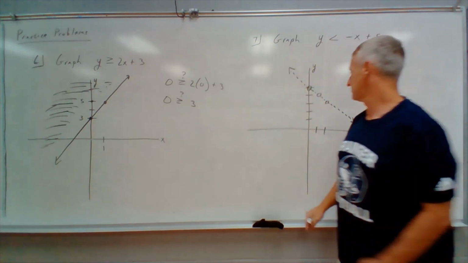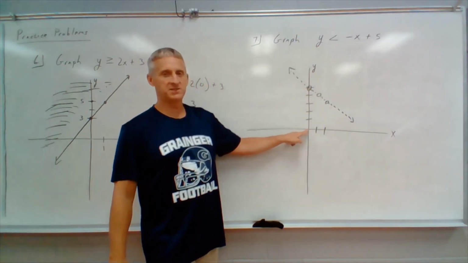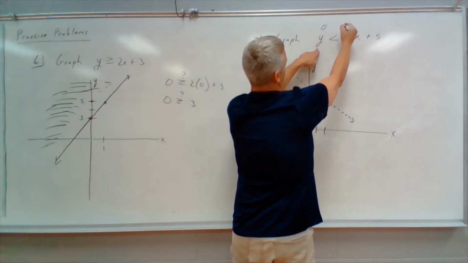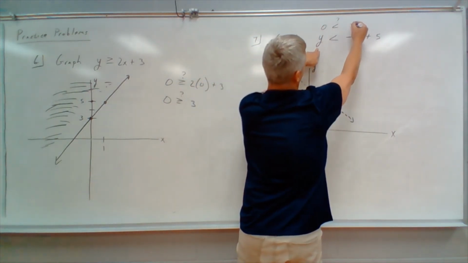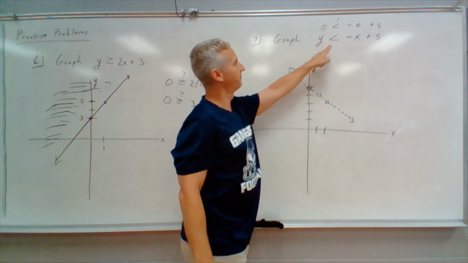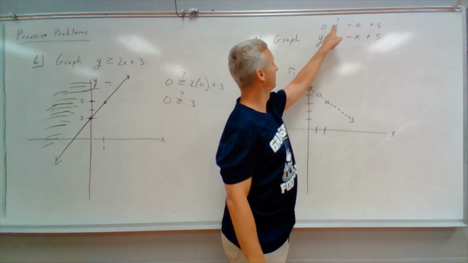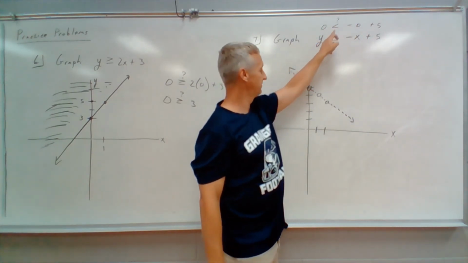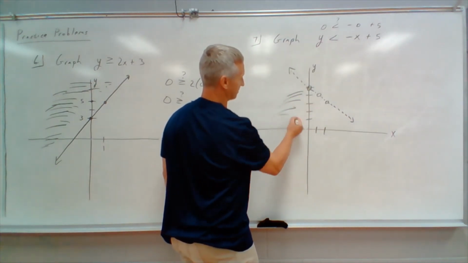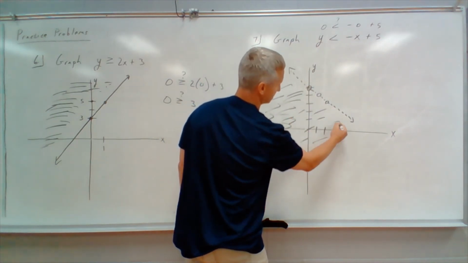Now all I need to know is which side contains the solutions. Let's try a really easy one. Let's put in (0, 0). So if I put a 0 for y, and I put a 0 for x, what do I get? 0 plus 5 is 5. 0 really is less than 5. So that must be a solution, which means everything on this side is going to be a solution. So we will shade this side.